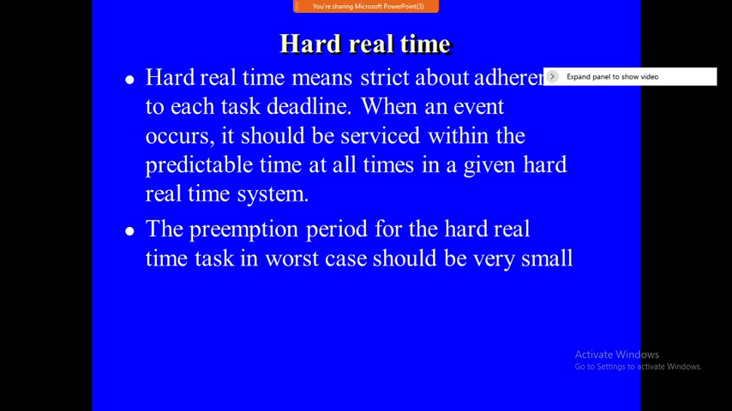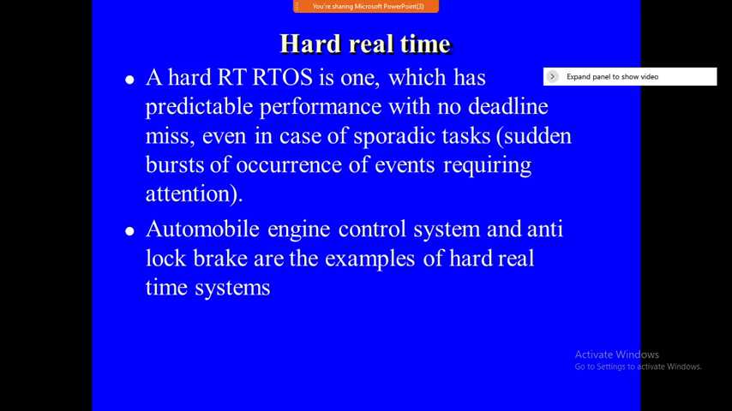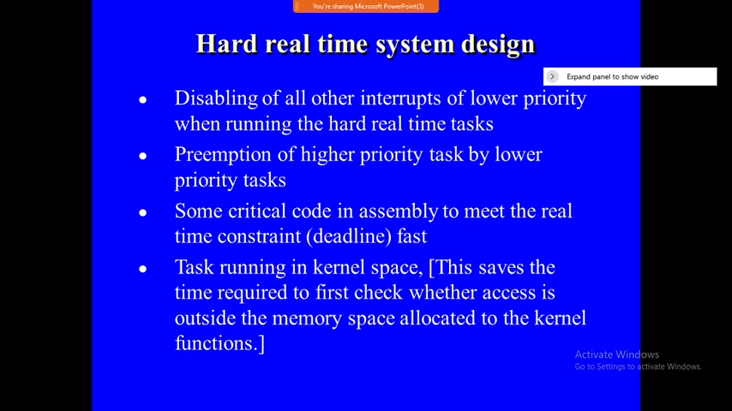When an event occurs, it should be served within a predictable time at all times in a given hard real-time system. The preemption period for the hard real-time task in the worst case should be very very small. A hard real-time RTOS has predictable performance with no deadline miss, even in the case of sporadic tasks, that is, sudden occurrence of events. At that time also it has to work within the minimum time deadline. Automobile engine control systems and anti-lock brakes are examples of hard real-time systems.